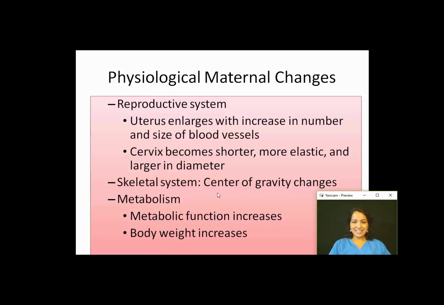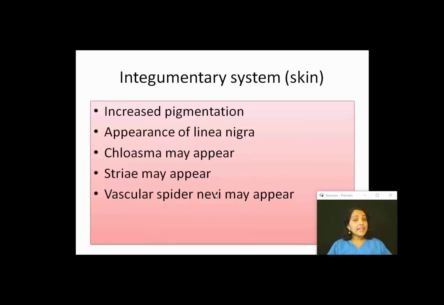Now, integumentary system, very important. There are so many changes which are going to happen to the integumentary system. What do we call integumentary system? The skin, right? The skin, hair, nails, but skin, that's where you usually see all these changes in pregnancy. And the first one is increased pigmentation. Okay, so it's going to get darker. And appearance of linea nigra.